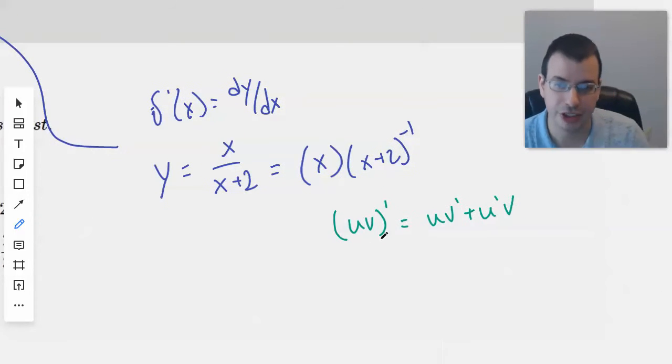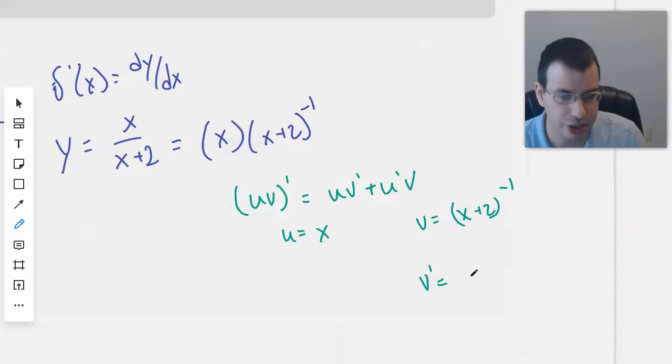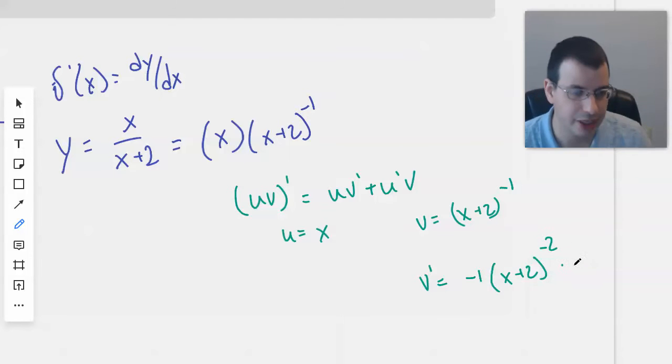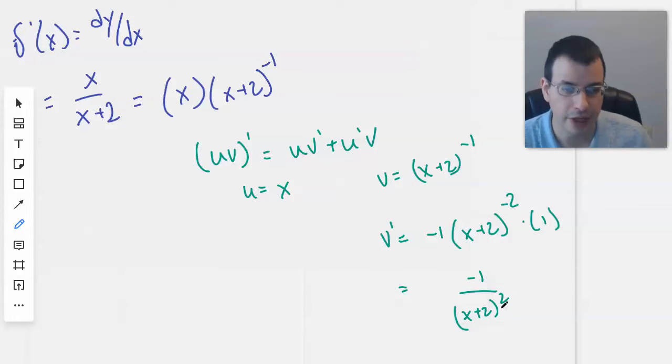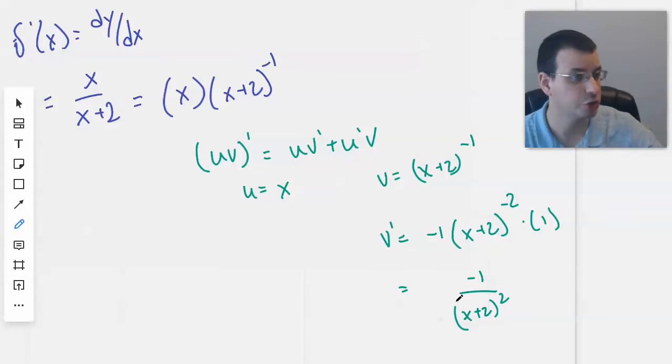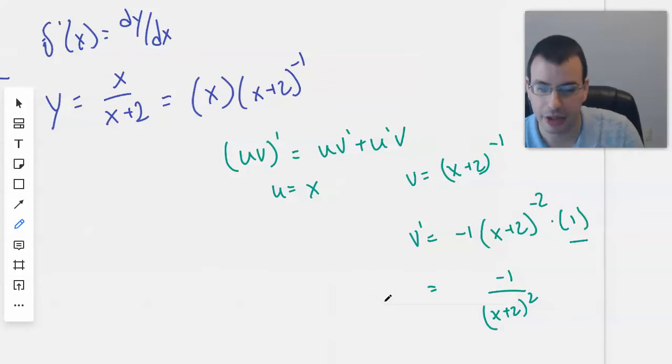All right, so in this case, u would equal x, v would equal x plus 2 to the negative 1. v prime would be, and we're going to have to do the chain rule here, negative 1 times x plus 2 to the negative 2 times 1, which is the derivative of the interior. So this will be negative 1 over x plus 2 quantity squared. And it's just the bottom squared, not the top and the bottom, because if you square the top, you get positive 1. And then u prime equals 1.